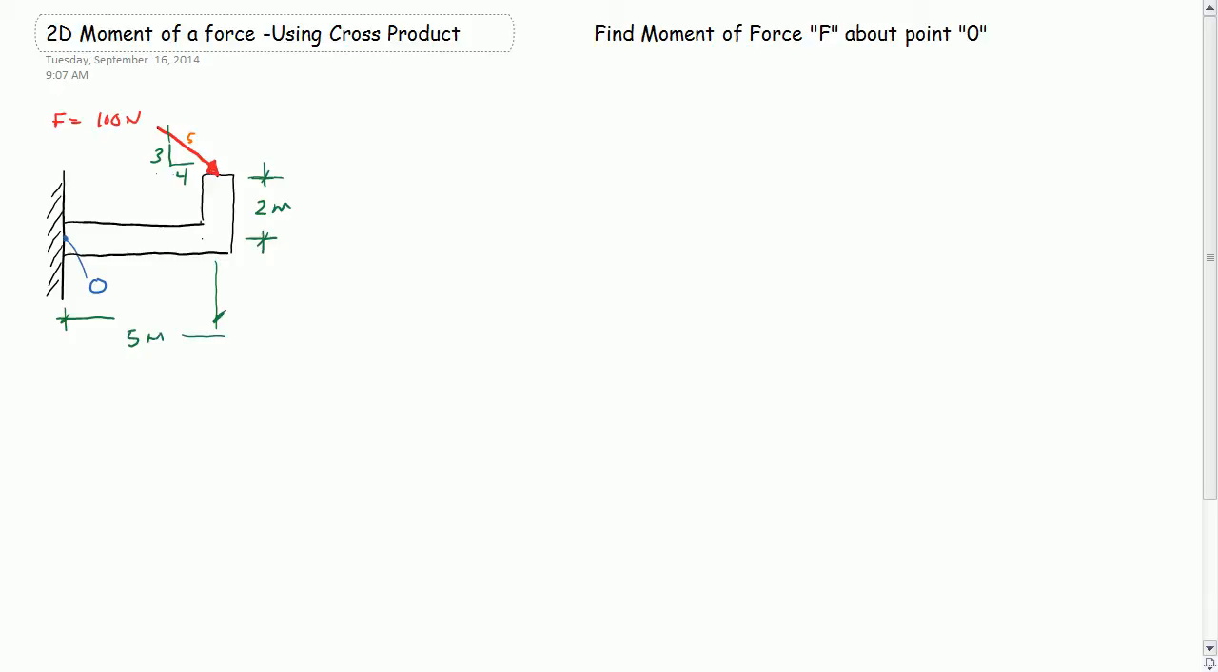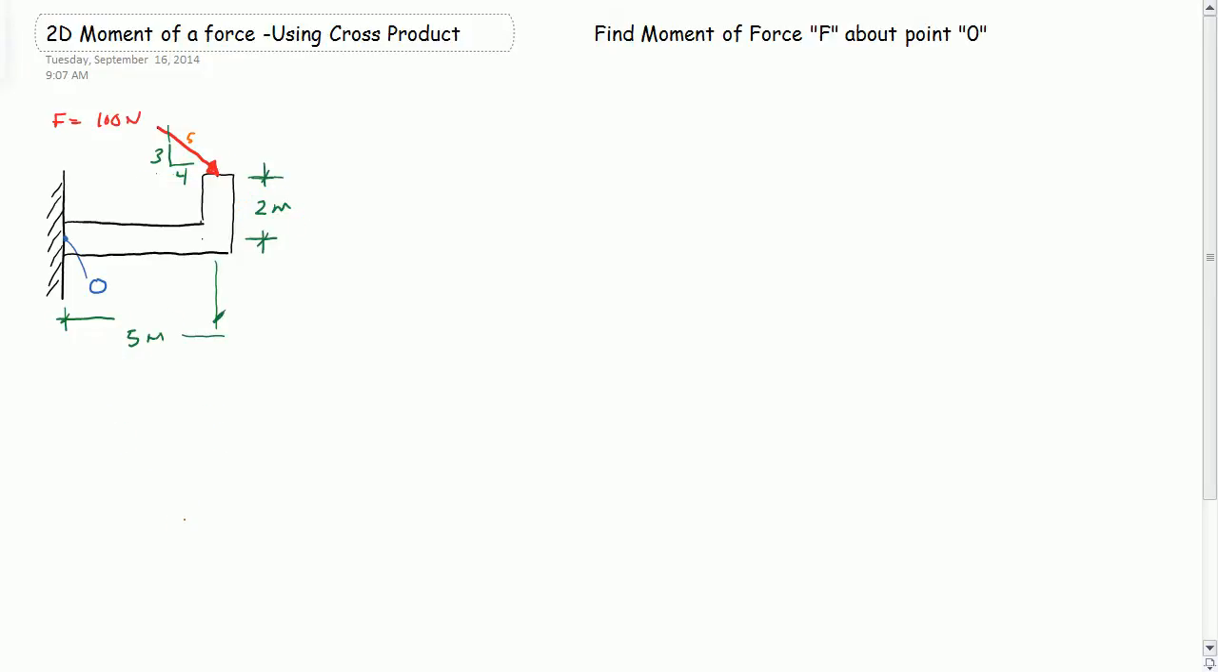So we're going to solve this problem here: the moment of force F shown in the diagram about point O. Previously I solved this using a two-dimensional solution where I broke F into an X component and a Y component, multiplied them by their perpendicular distances, added the results together, and we got the answer. The answer we ended up with was negative 460 newton meters, or 460 newton meters in the clockwise sense. So those were our answers before. Now we're going to solve the same problem using the cross product formulation.